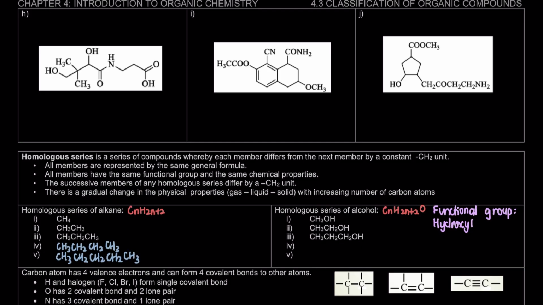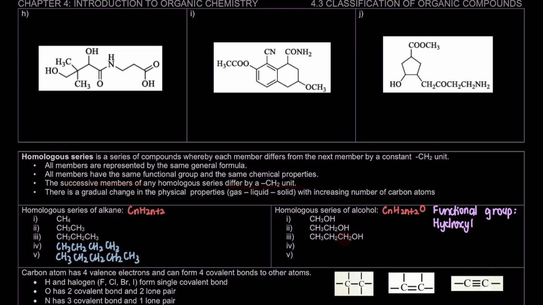Okay, so this is for the case of alkane. If you're unsure, let us look at the case of alcohol. The first one, we have CH3OH. Second one, we have CH3CH2OH. The third one, the third carbon, we have CH3CH2CH2. We can see here we have the addition of CH2. So here, it is meant by the successive members differ by a CH2 unit.